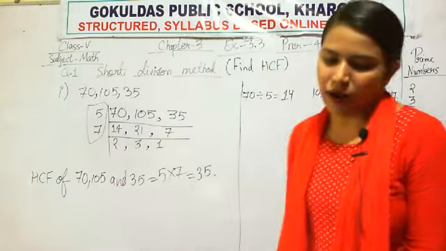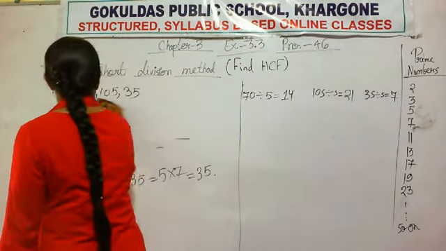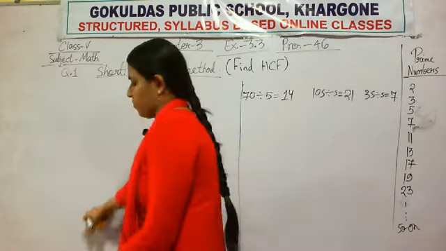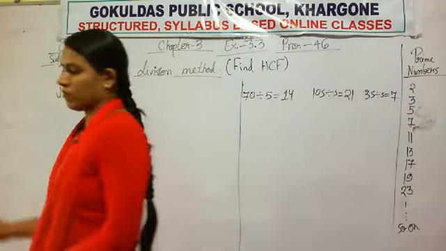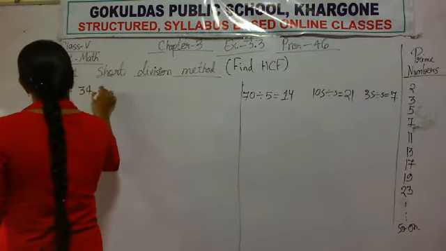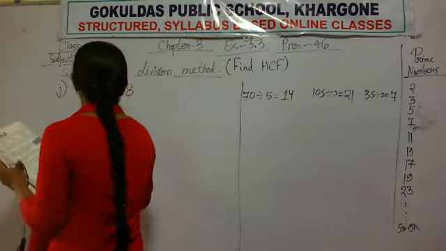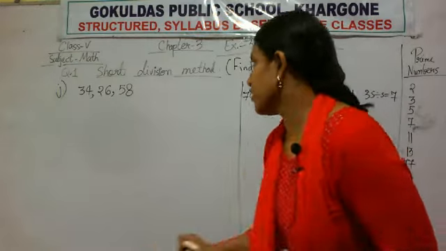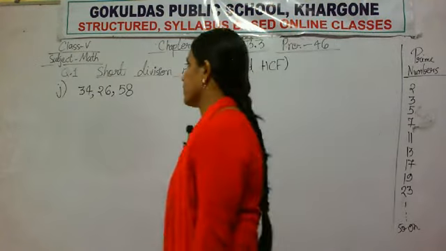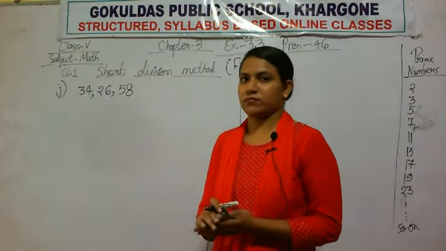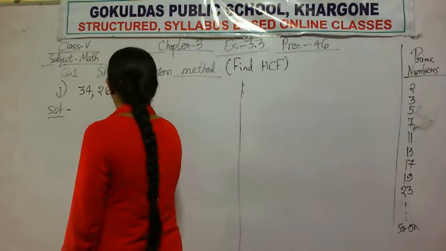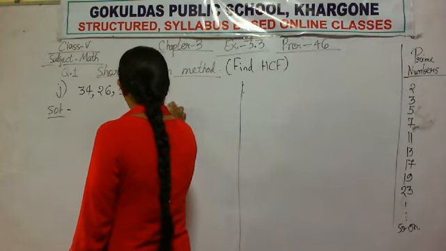Now let us do part J. 34, 26, 58. Observe the given numbers. Are they even or odd? All three numbers are, I think, even. Observe it fast. I am arranging till then. 34, 26, 58.